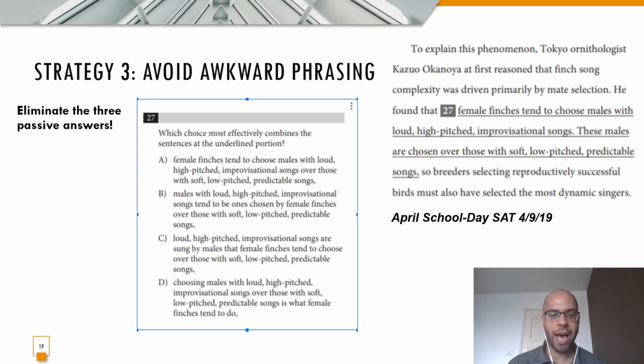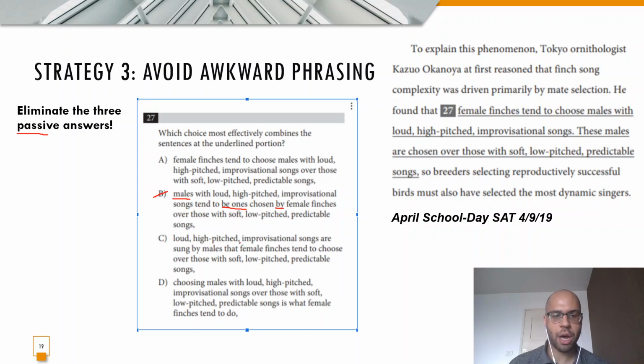Now, in terms of finding those passive answers, let's take a look at choice B. Males tend to be ones. Okay, this idea of ones, that's like a bad pronoun and repetitive. Chosen by, why not put the female finches up at the top? So this is passive. Males tend to be ones chosen by females. Why not say female finches tend to choose males?